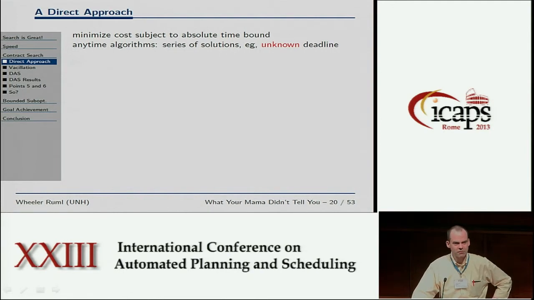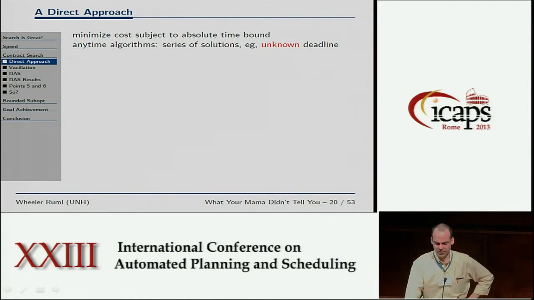So they waste time. I remember the first time I ever ran an anytime algorithm, it found 10,000 solutions before it was terminated. And that means that it wasted time finding 9,999 of those solutions. So surely we can do better than that.